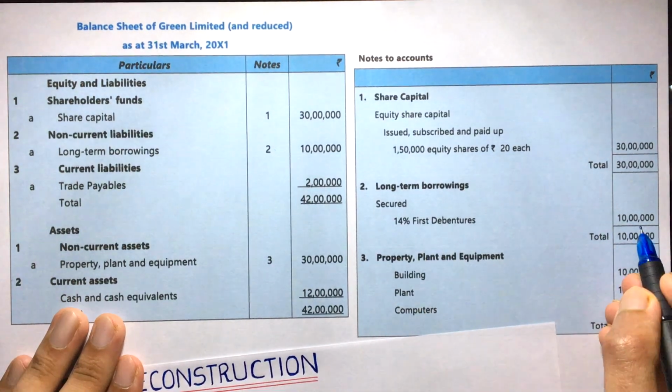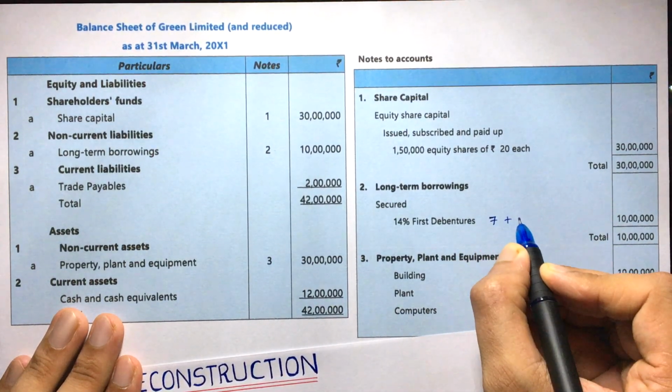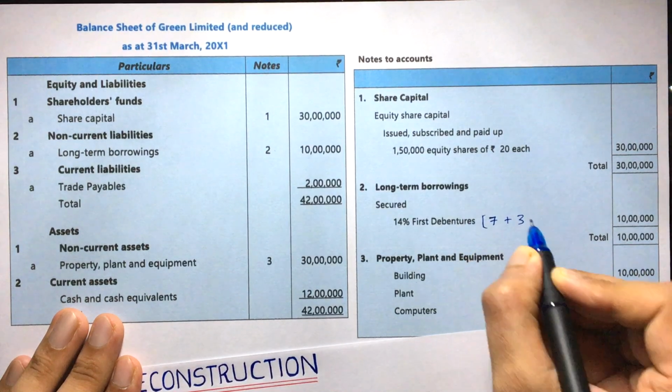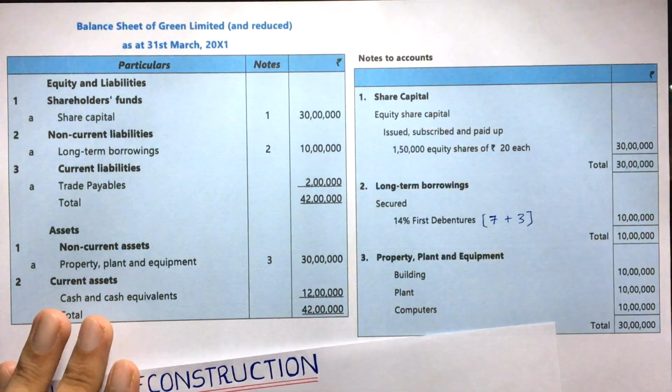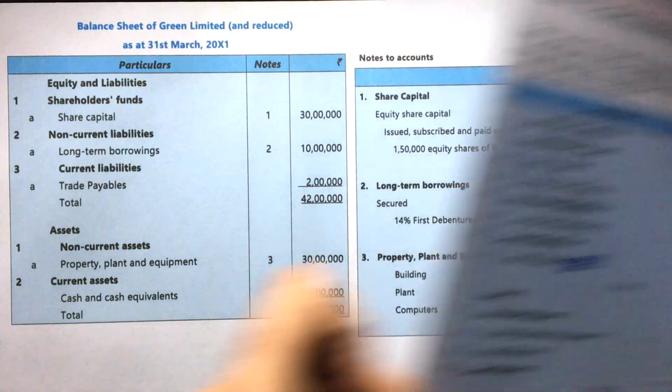First debentures 10 lakh. Yeah, 7 lakh of Mr. X and 3 lakh of Mr. Y. Is it clear? Simple and straightforward. So long-term borrowings, you understood? Yes. Then what do we have?